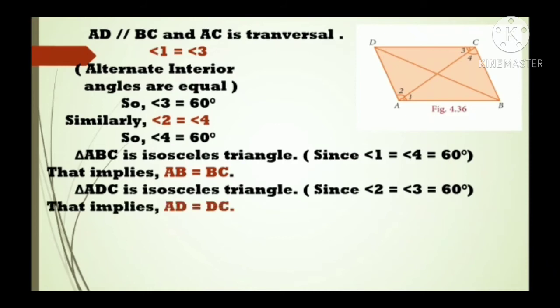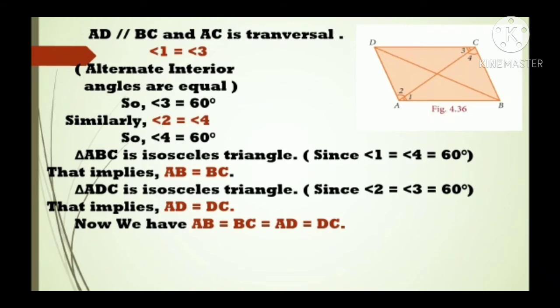Okay, that implies the sides of the isosceles triangle, that are AD and DC, are equal, isn't it? So now we have AB equal to BC. Then are BC and AD equal? Yes, they are equal because they are the opposite sides of the parallelogram, isn't it? So BC and AD are equal. Okay, so BC and AD are equal and AD is also equal to DC.